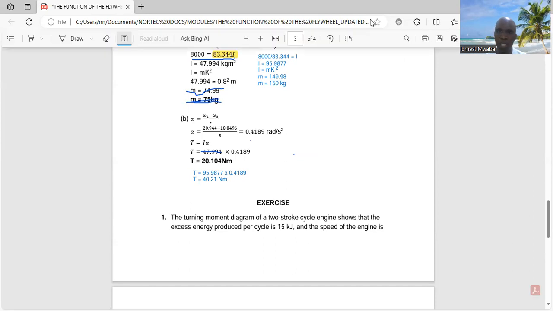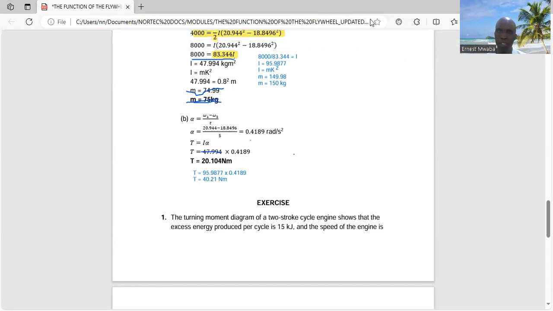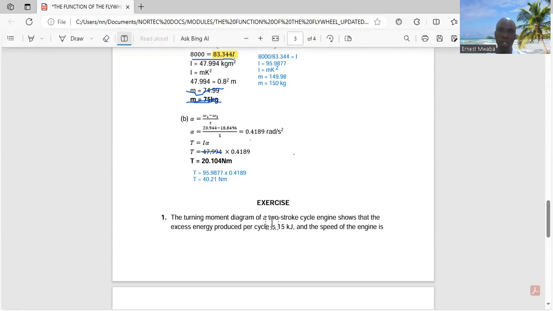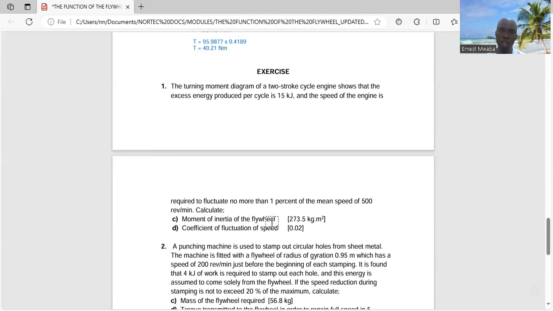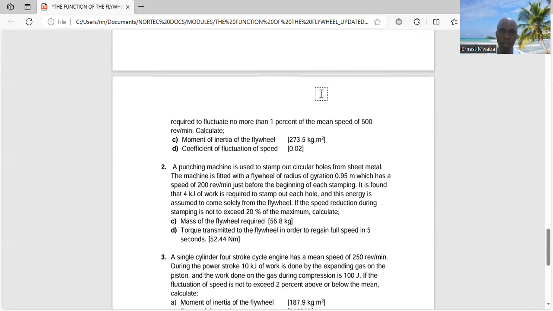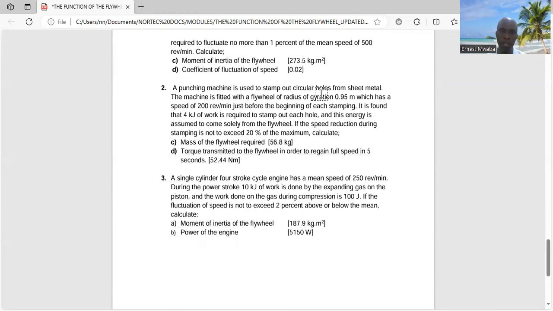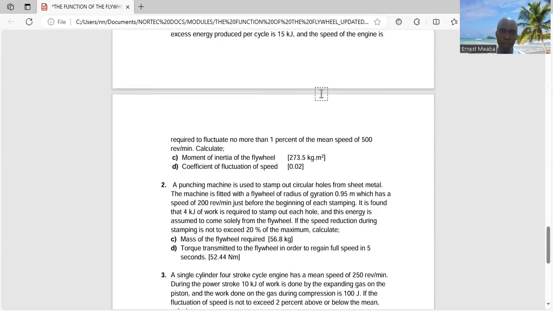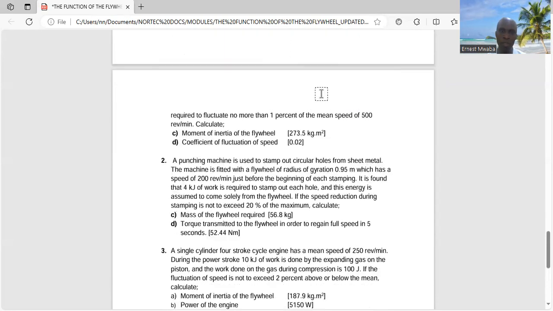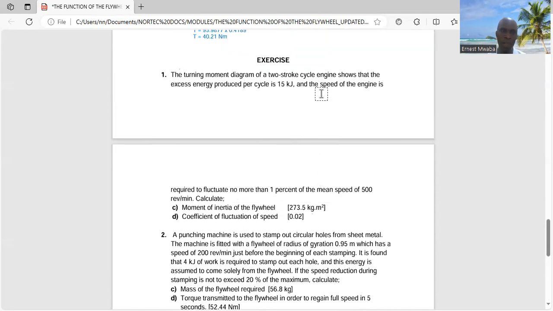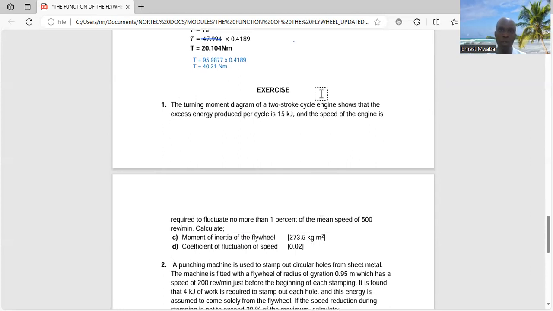Our lesson can end here. Looking forward to part 2. Before that, there's this exercise that I want you to look at. All the answers are already planted there for you to check your working. It only has 3 questions. We'll follow this up with part 2, which will just be focusing on the energy diagrams for the same flywheel.